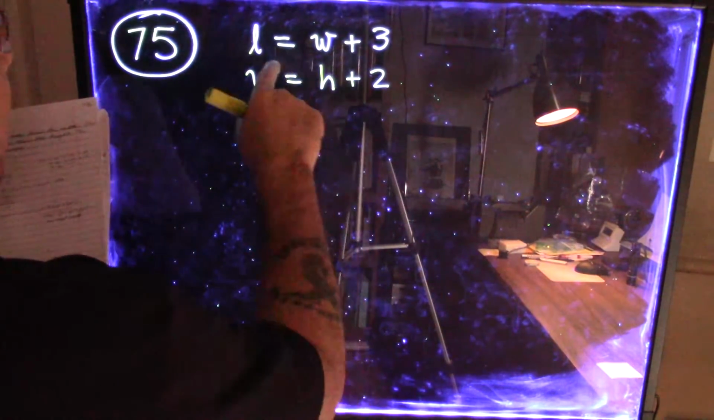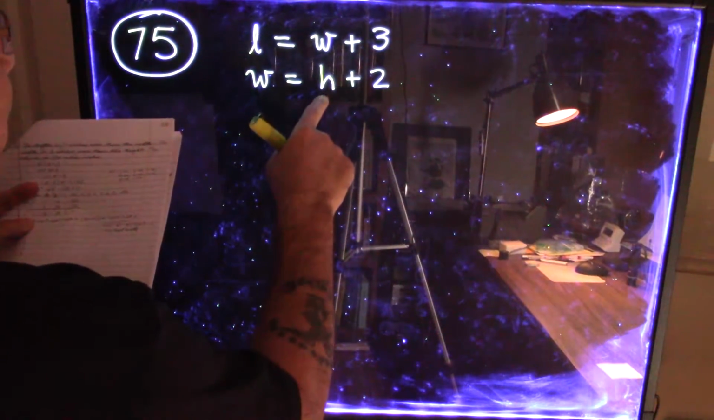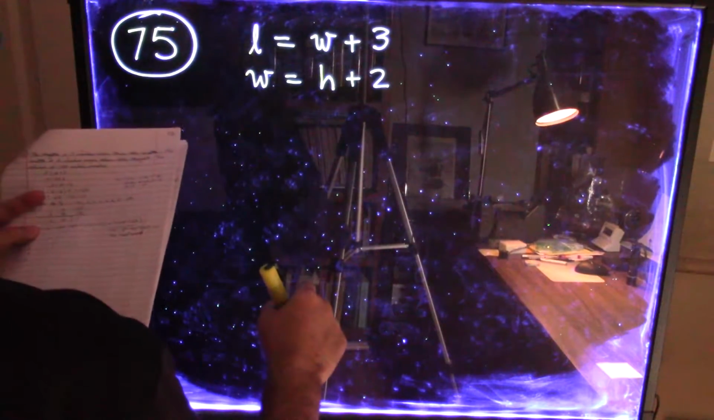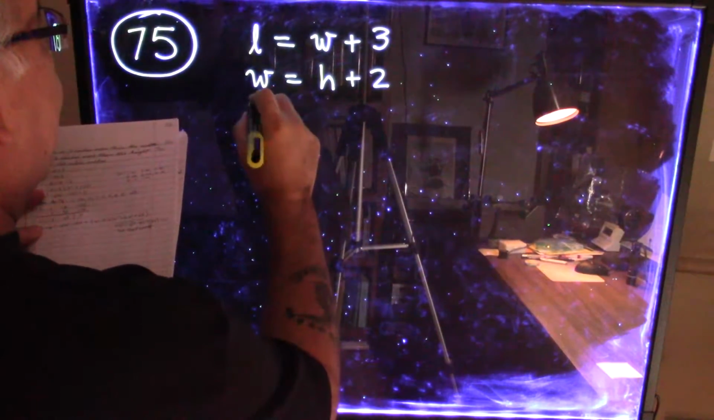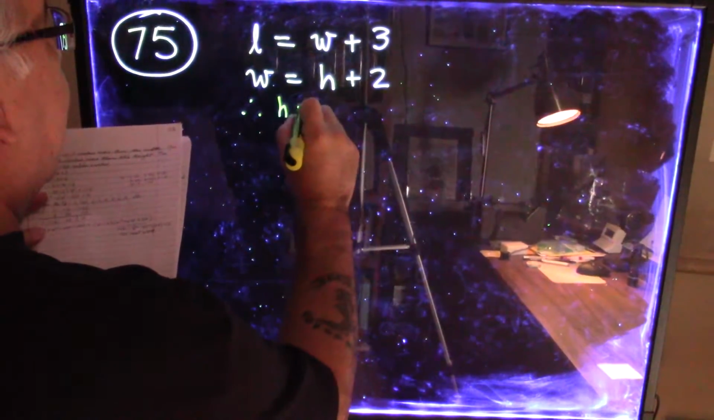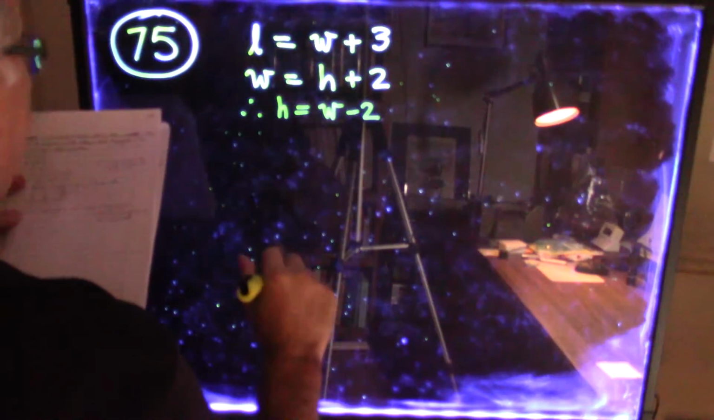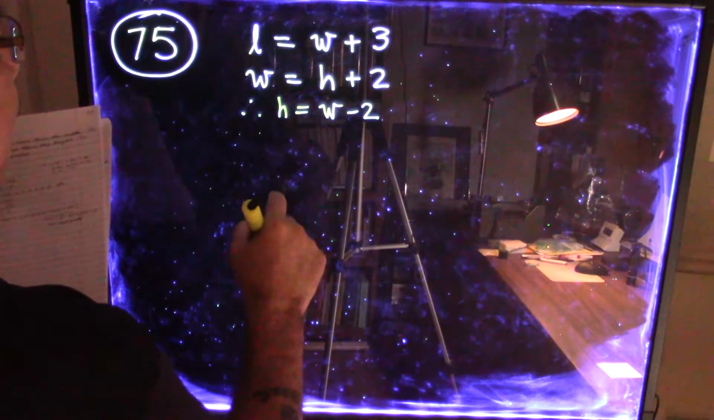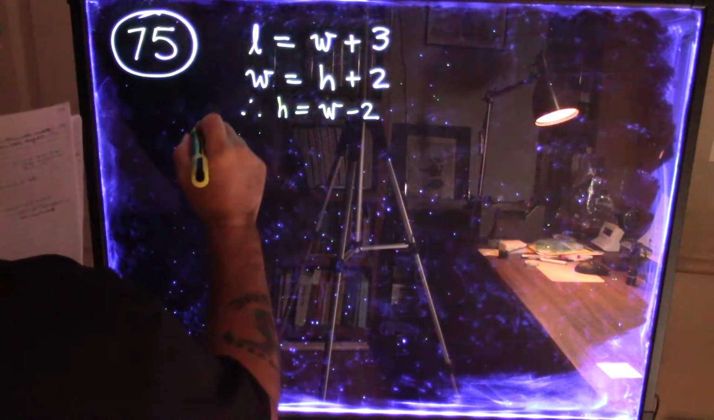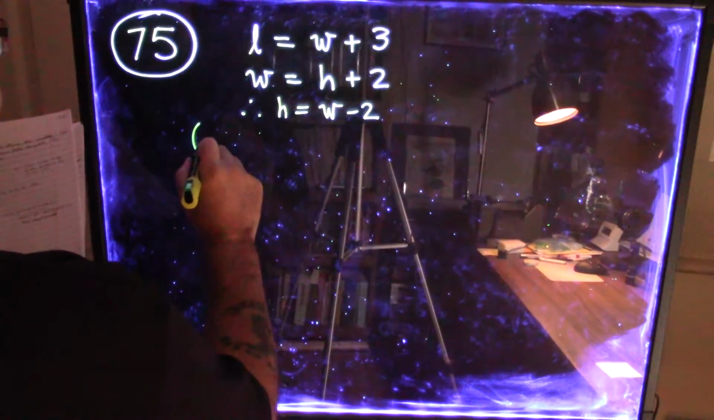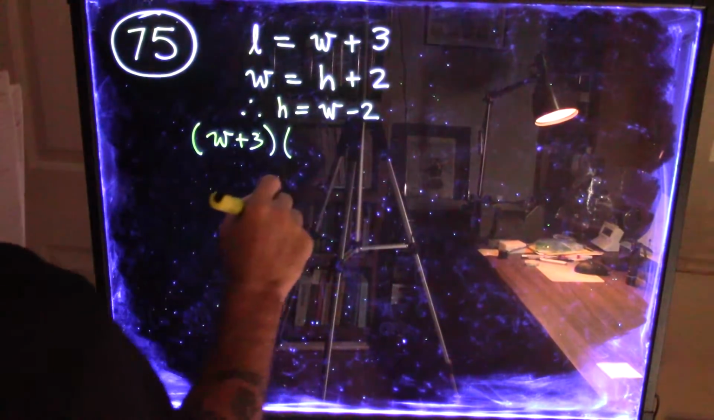So since L is in terms of w, we can write h also from this equation in terms of w as well. Just subtract 2 from both sides and you'll have h equals w minus 2. Therefore, h equals w minus 2. So now we can write volume would be length times width times height, and they will all be in terms of w. So length is w plus 3. Height h is w minus 2.